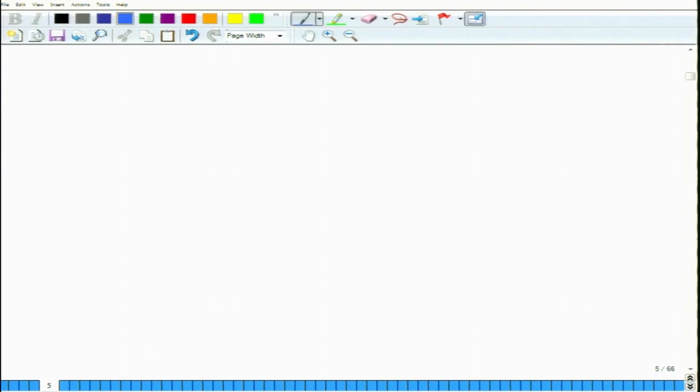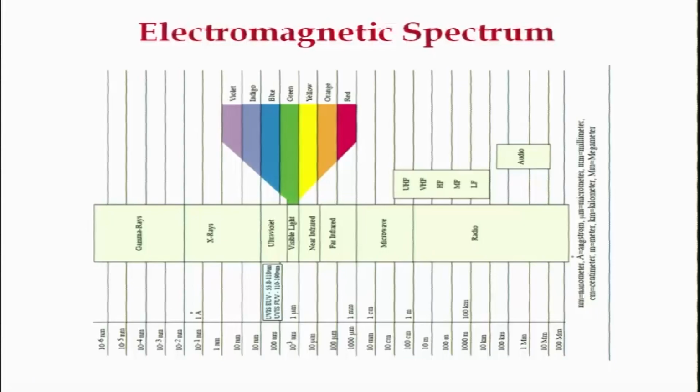So where do X-rays lie? Well, let me show you a picture. So X-rays lie somewhere here. You can see this is the electromagnetic spectrum. This is the visible region. The visible region lies between nearly 300 to 700 or 800 nanometers.